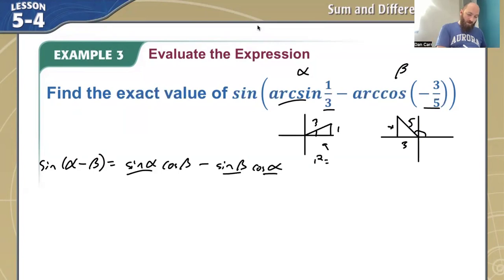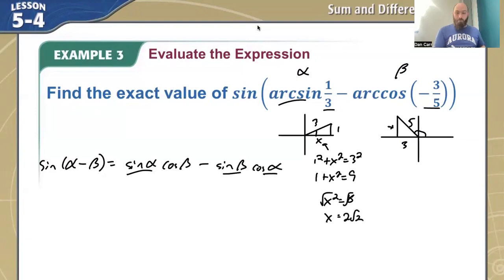I've got 1 squared plus x squared is equal to 3 squared. So 1 plus x squared is equal to 9. Subtract that over, I get x squared equals 8. And then I square root to get x equals 2 root 2. Okay. Over here, that's my Pythagorean triple. So that's a 3, 4, 5. So I don't have to do Pythagorean theorem in this one. So now I have everything I need to do this.